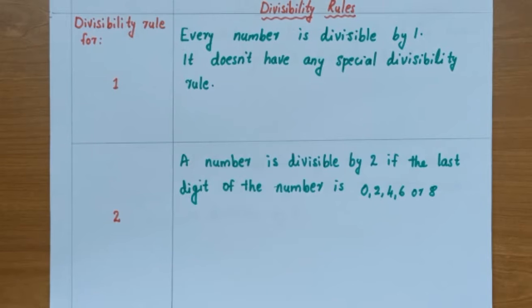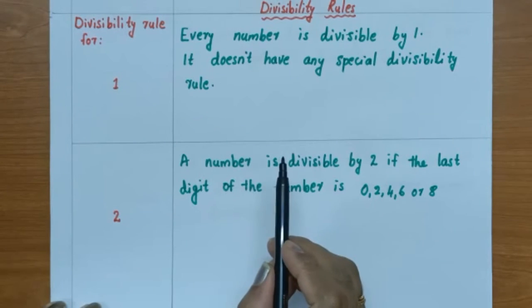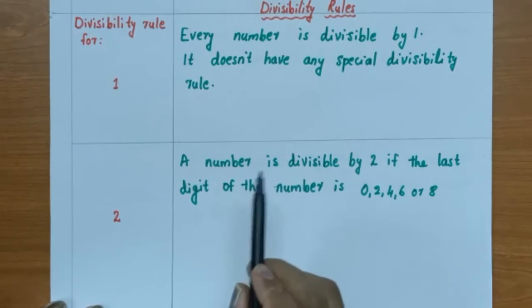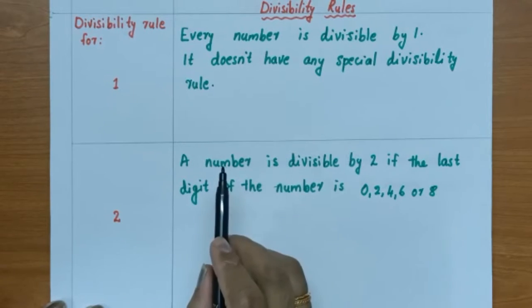It's me, Vinita. Today we are going to learn divisibility rules. So, the divisibility rule for 1. Every number is divisible by 1. It doesn't have any special divisibility rule for 1.